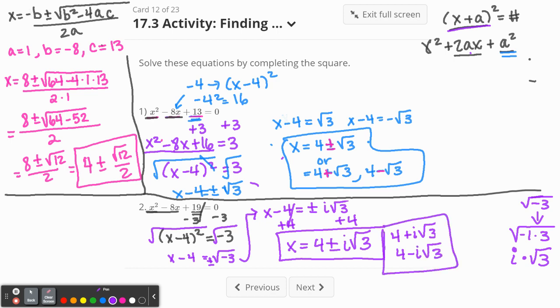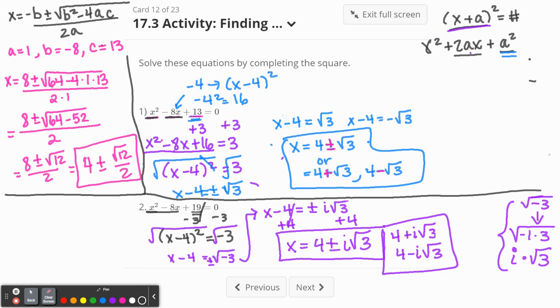Were our steps any different from the first problem? Not by much. Our steps are very similar. The only difference is that we had to include the imaginary piece within our answer. We still took all the same other steps.